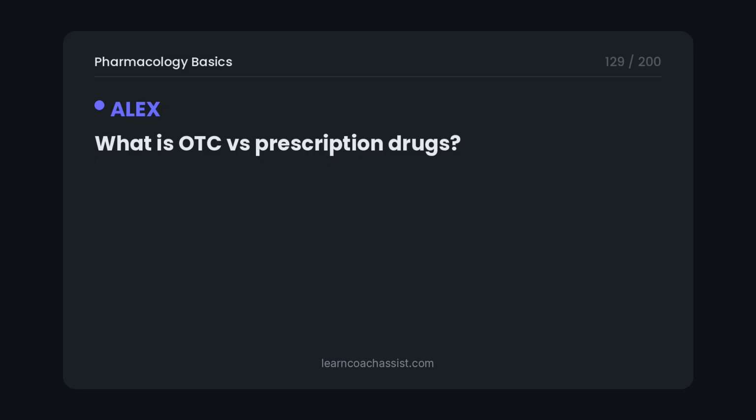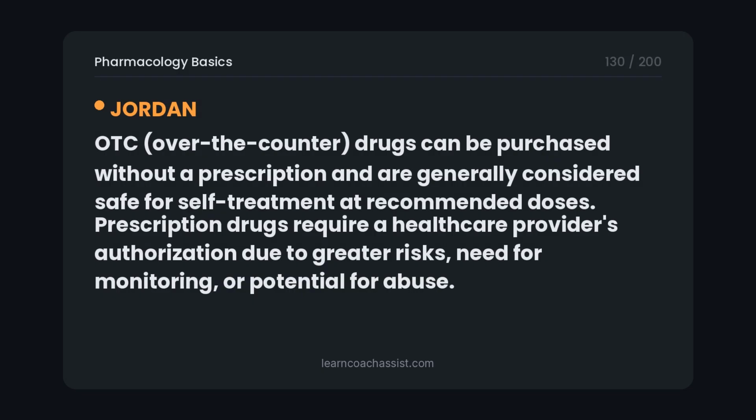What is OTC versus prescription drugs? OTC, over-the-counter, drugs can be purchased without a prescription and are generally considered safe for self-treatment at recommended doses. Prescription drugs require a healthcare provider's authorization due to greater risks, need for monitoring, or potential for abuse.